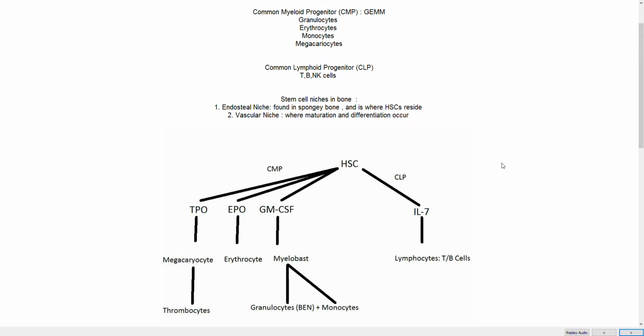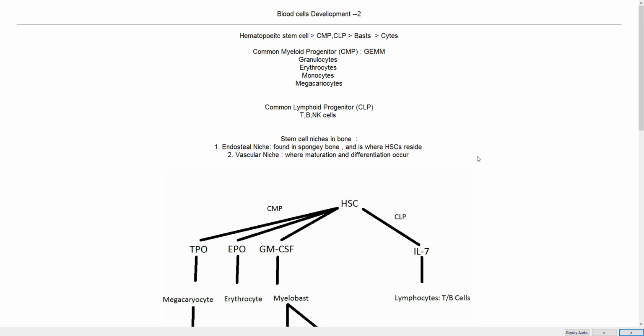Hey guys, so today I'm going to be doing a quick video on blood cell development, and we're going to be talking about how the blood cells I talked about in the previous video came to be. So in general order, all blood cells come from something called a hematopoietic stem cell.